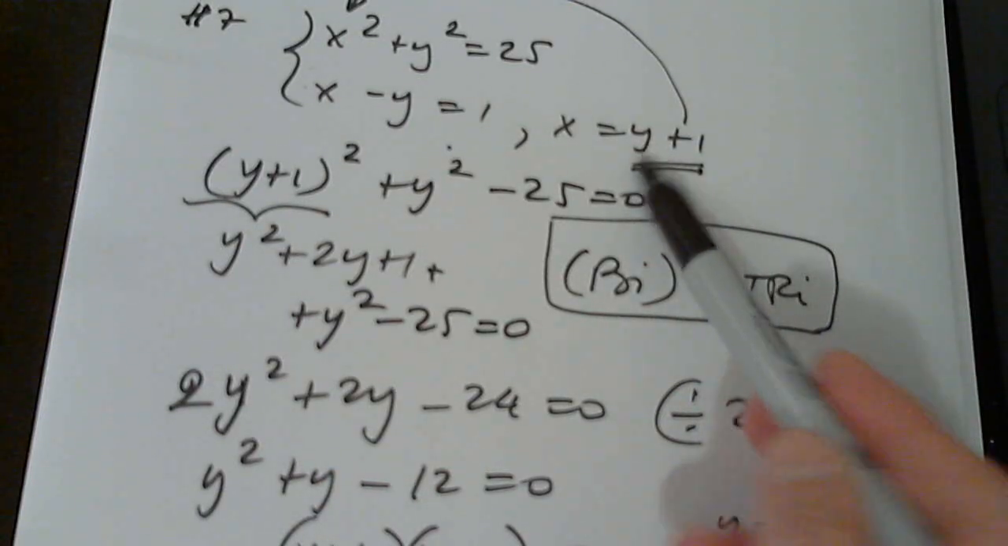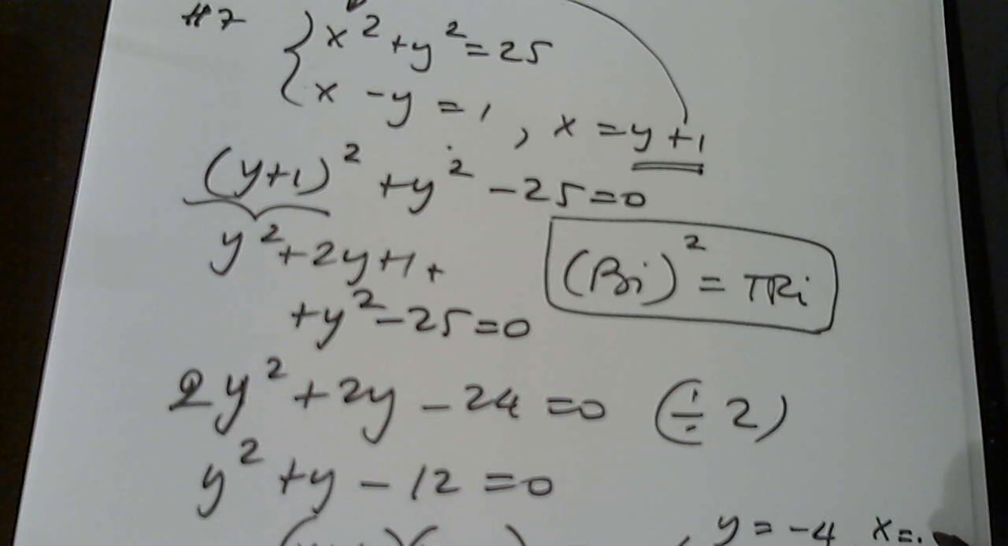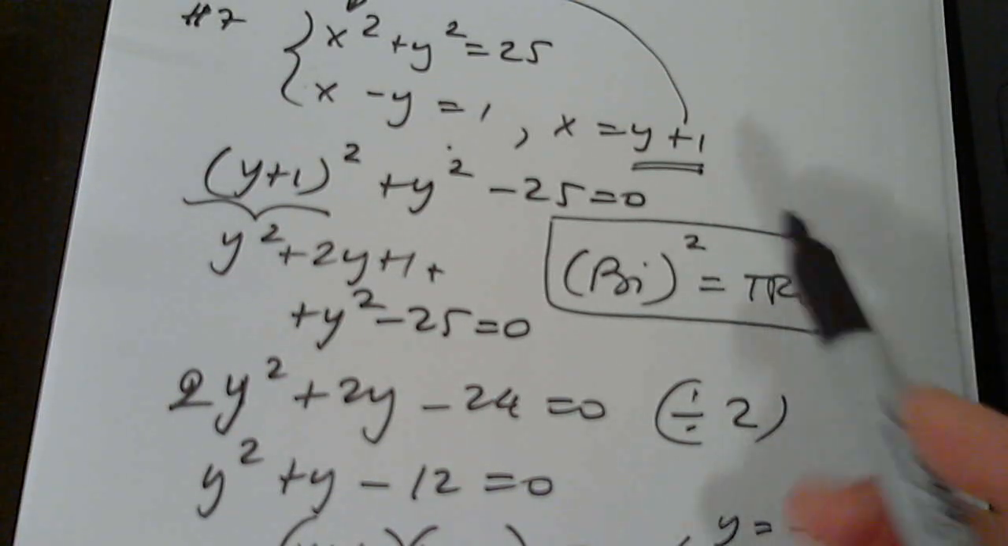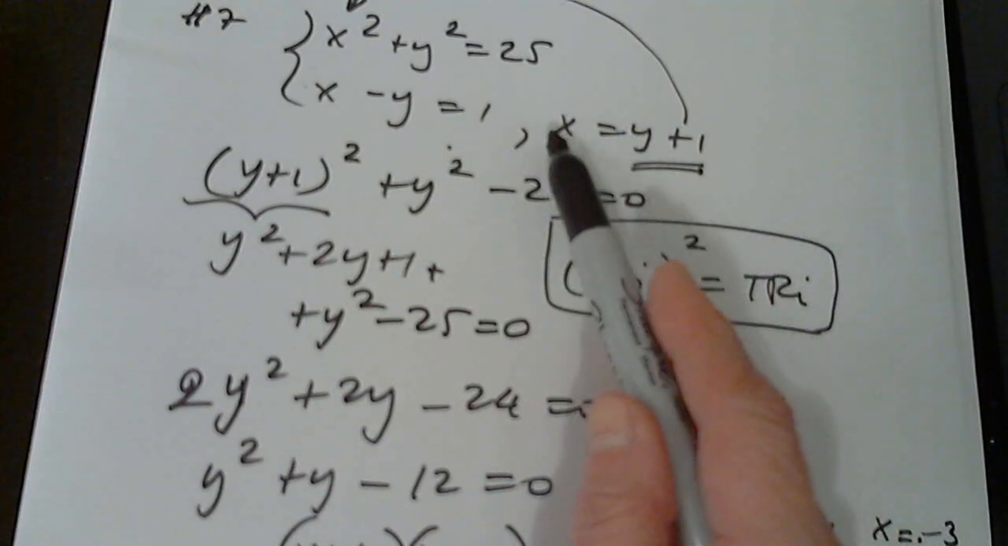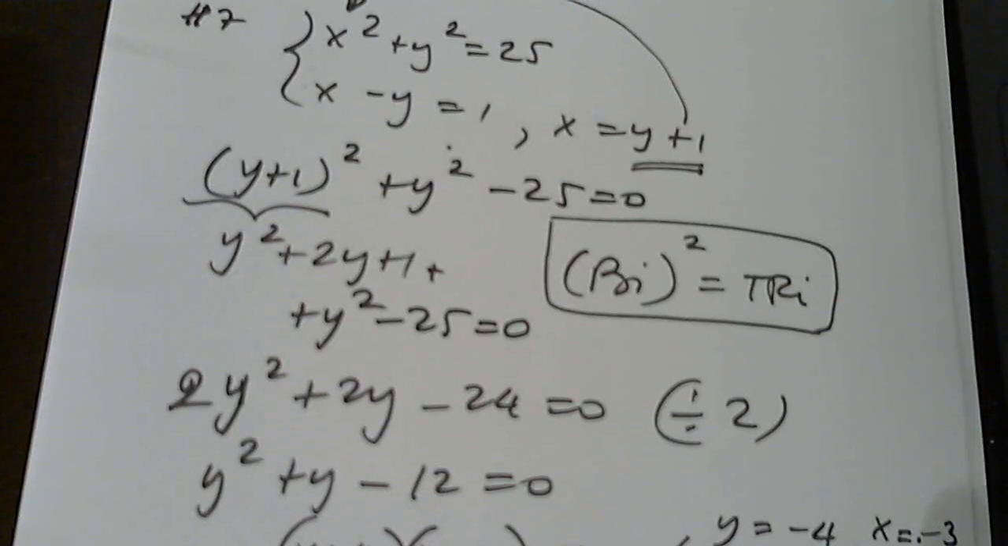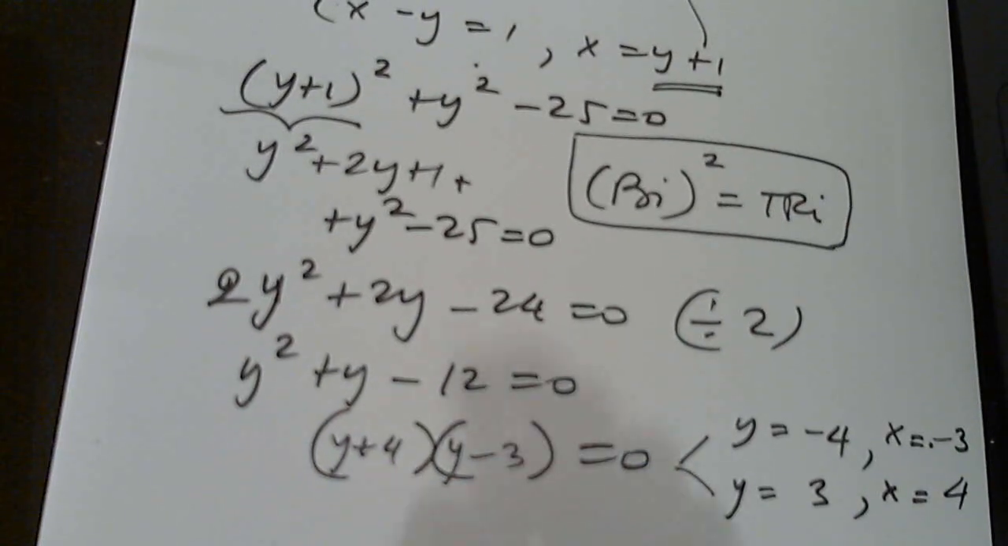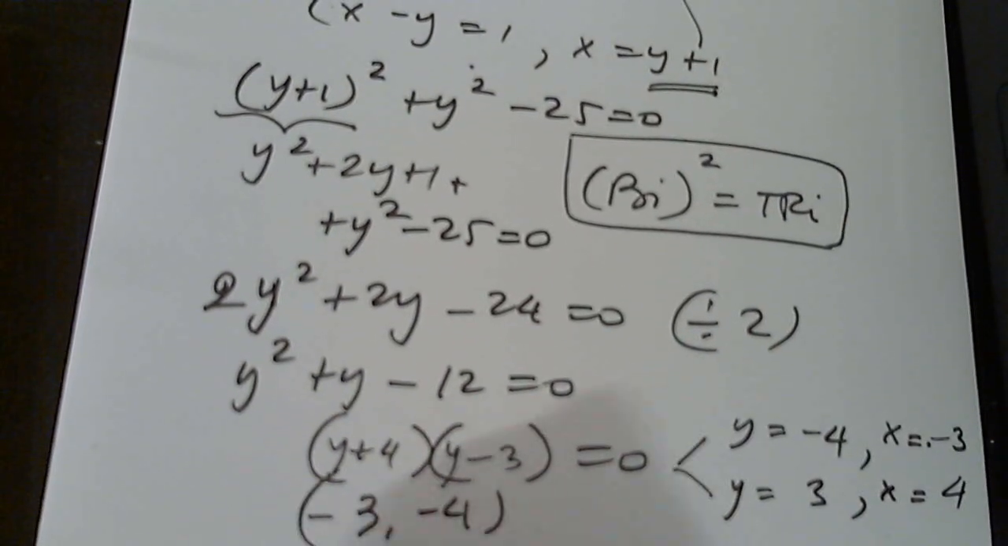When y is negative 4, we get, when y is negative 4, how much do we get for x? Negative 3. Very good. And when y is 3, how much do we get for x? 4. Very good. So the two options here are negative 3, negative 4, and 4, 3. Do they work?